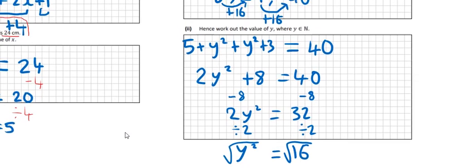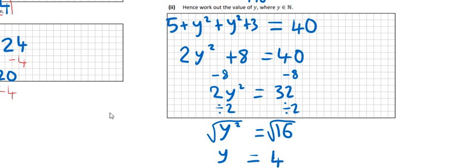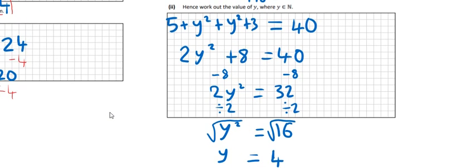Now, if you know your stuff about square roots, you'll know that square root always gives you two possible answers, 4 or minus 4. But if you look back at the question here, it says where y is an element of the natural number. So what that actually does is it rules out the minus 4. So it can't be minus 4. So it's just going to be 4. So y is 4.